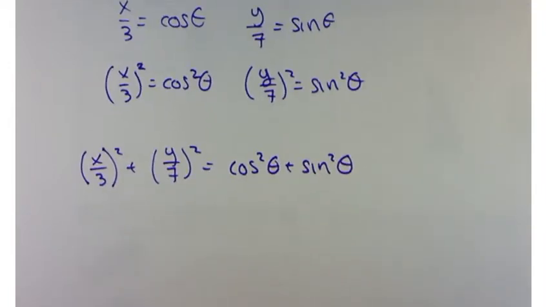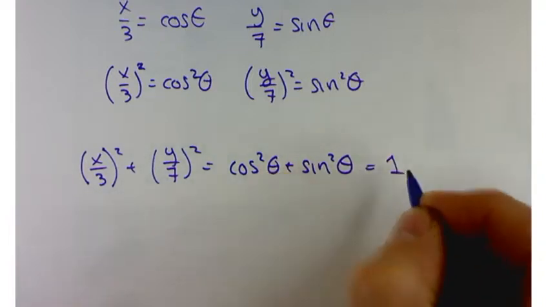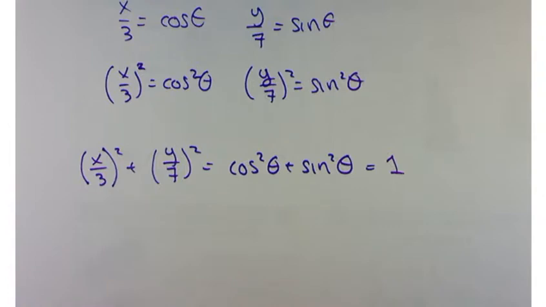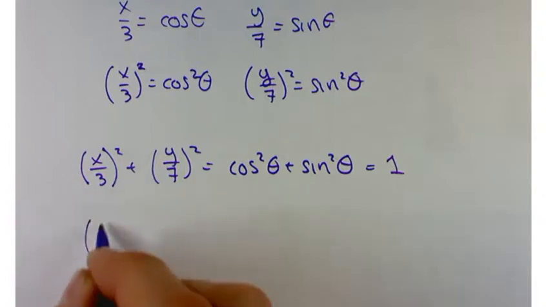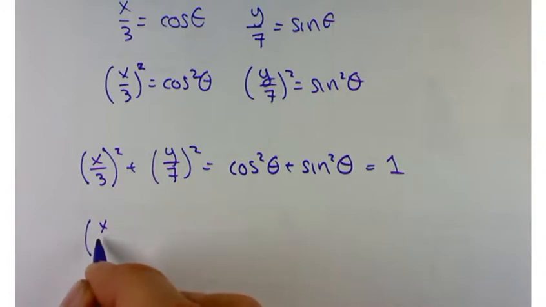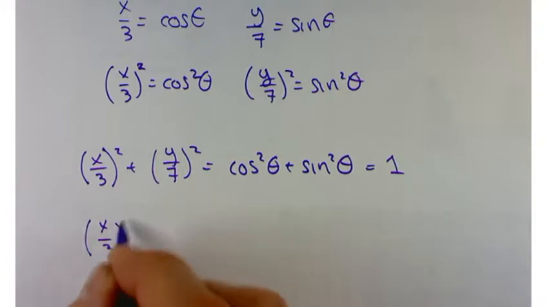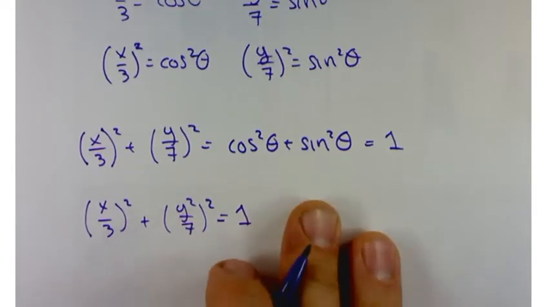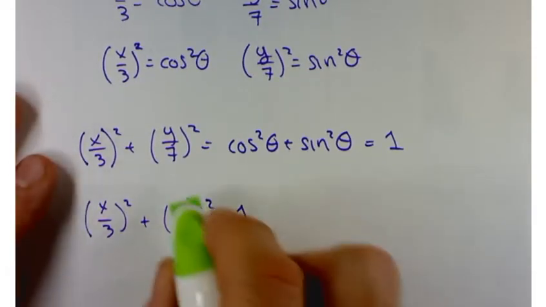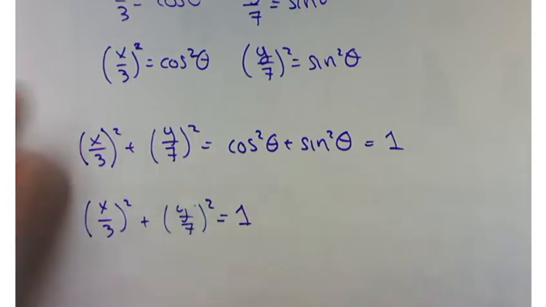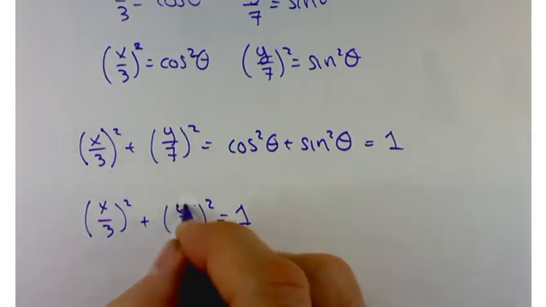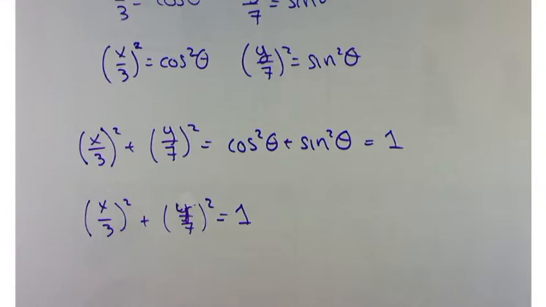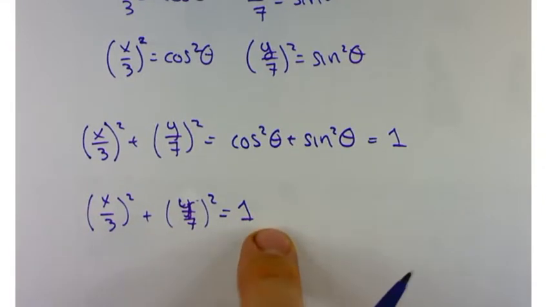What was the genius in what we did here? Yeah, this is equal to 1. Cool, right? Because of the Pythagorean theorem. So overall, you get something which you recognize as the equation of an ellipse, x over 3 squared plus y over 7 squared. I don't need a double square there, sorry. Equals 1. Nice. And that matches what we saw when we graphed this thing.